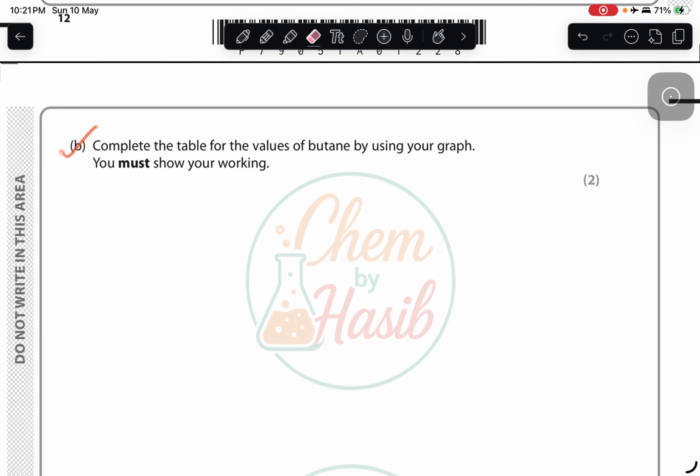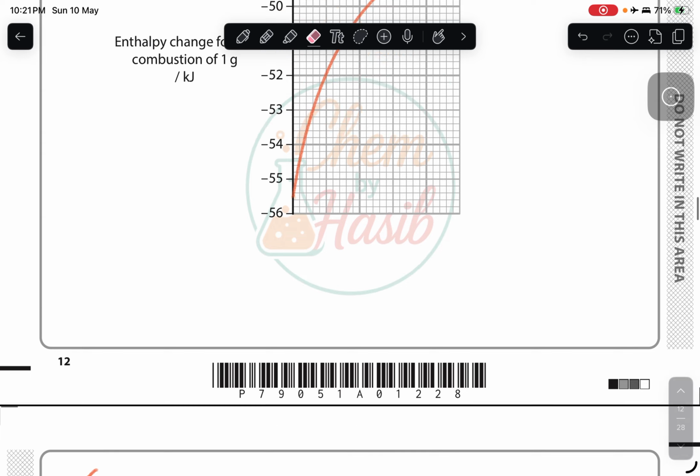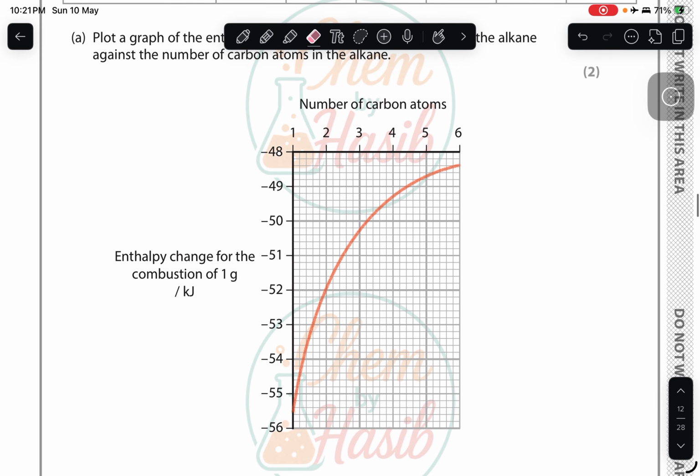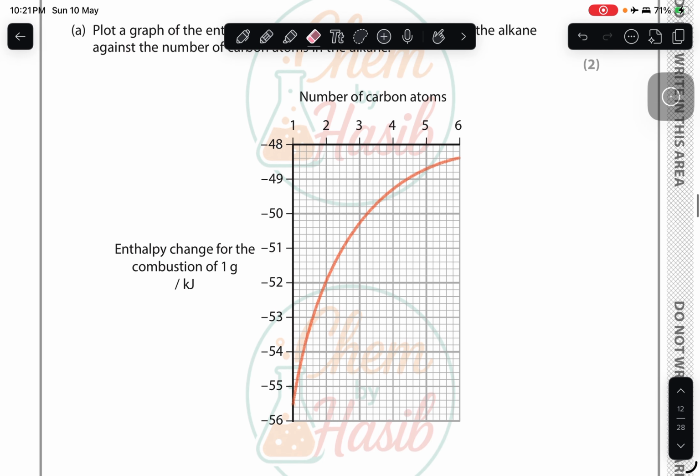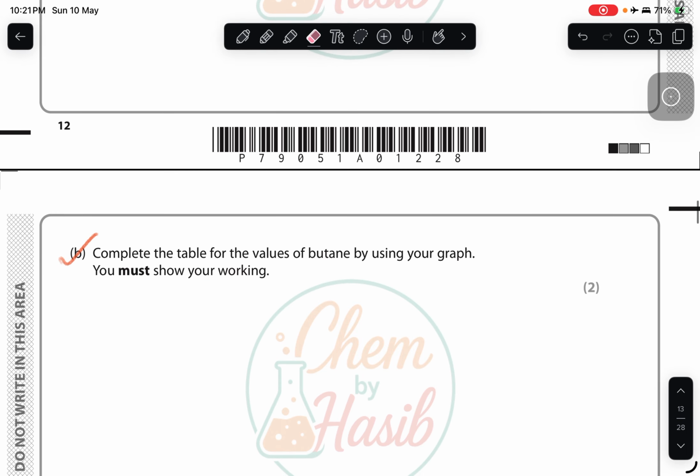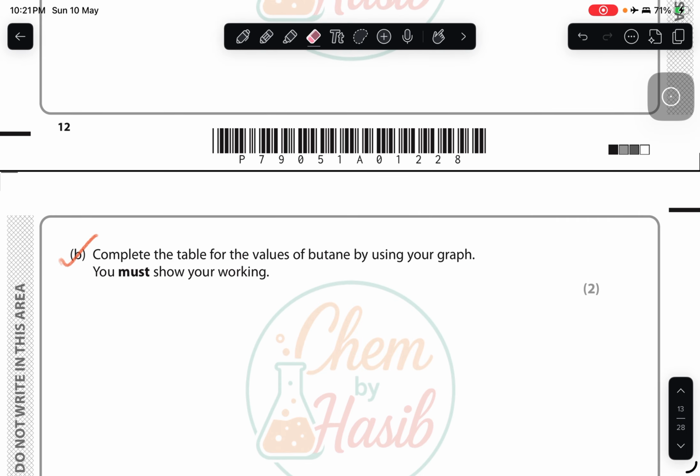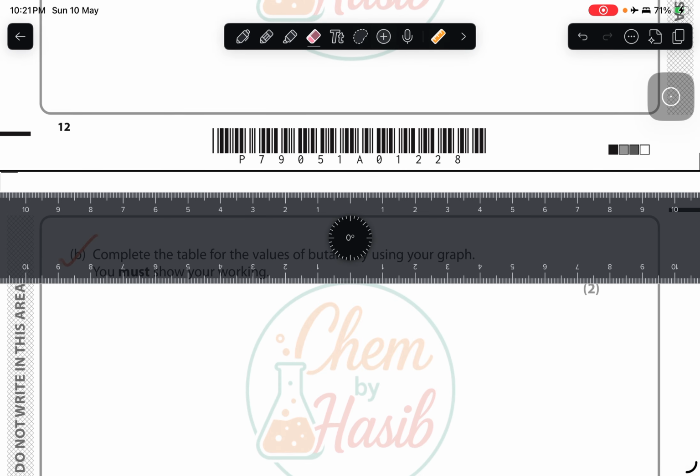Now you need to plot this graph. I haven't plotted the graph, I've just made a rough sketch here. So what you need to do is complete the table from the values in the graph.